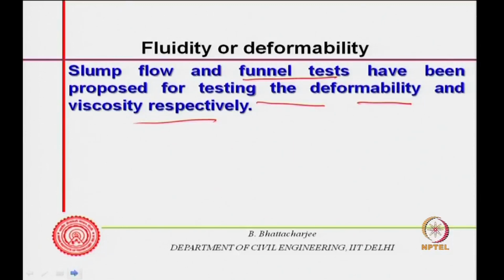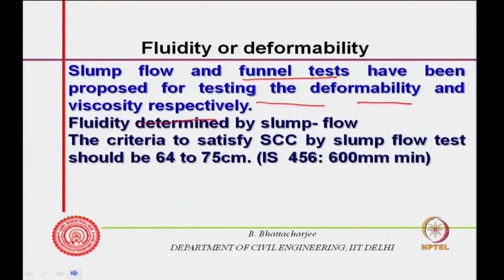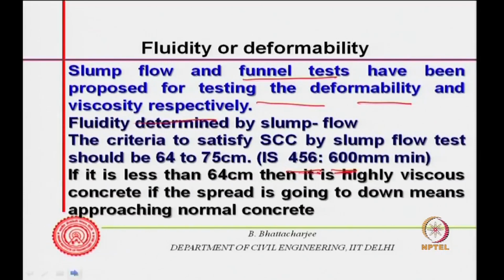So, therefore, fluidity is determined by slump flow. The criteria to satisfy self compacting concrete by slump flow test should be 64 to 75 centimeter slump flow. IS 456 2000 of course defines 600 minimum flow to satisfy it as a self compacting concrete, right. So, this actually determines fluidity. Now, how does it do it? I will come to this.